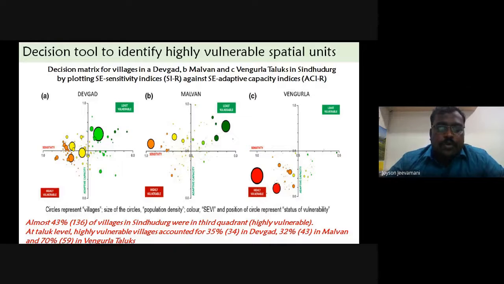As a whole, Sindhudurg has a low vulnerability, but socioeconomically, when we analyze with this tool, we find that about 43% of the villages in Sindhudurg are highly vulnerable. Adding this one, this one and this one, we get this number. So this decision matrix tool is used to identify the highly vulnerable spatial units, villages or towns, in that area.